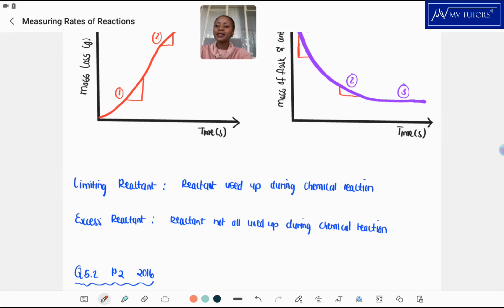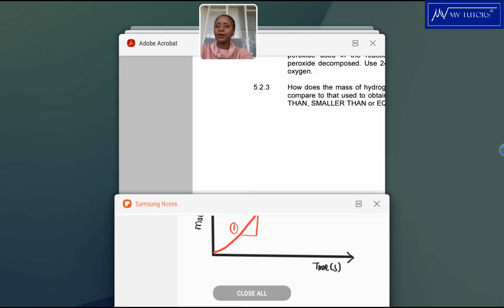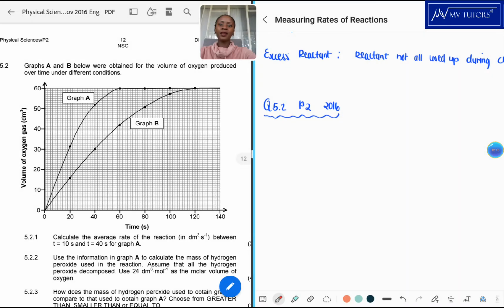Okay, so we're going to look at question 5.2 from the 2016 paper. Now my thing is malfunctioning. Okay, I'm just gonna set it up quickly. Okay guys, I managed. Let me just shift this a bit.